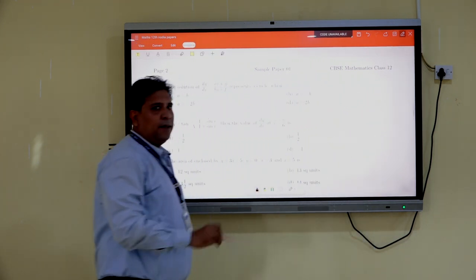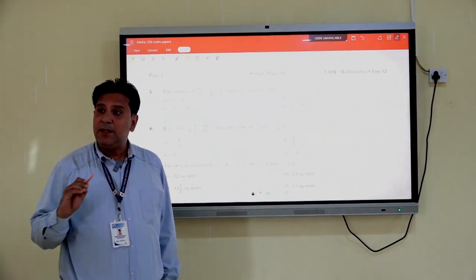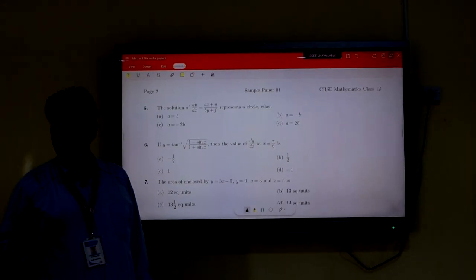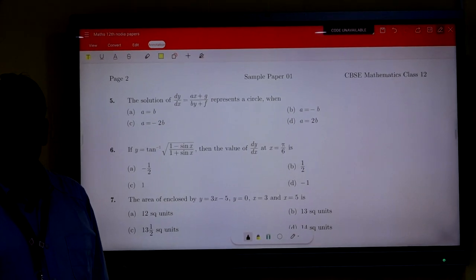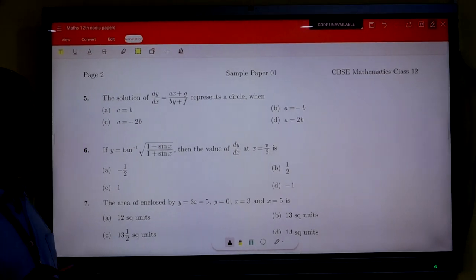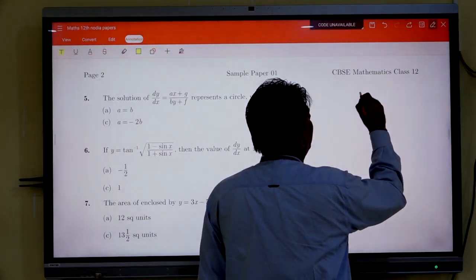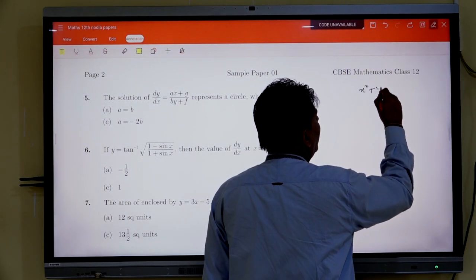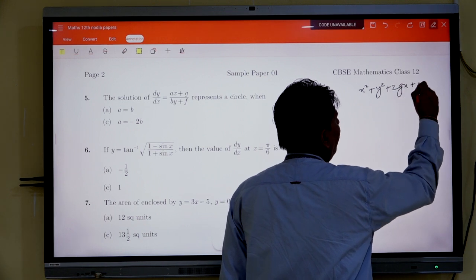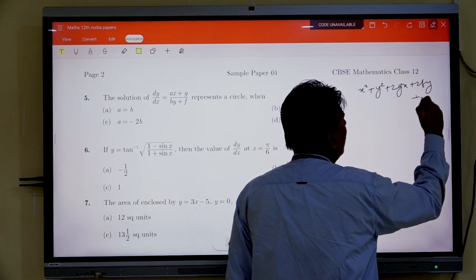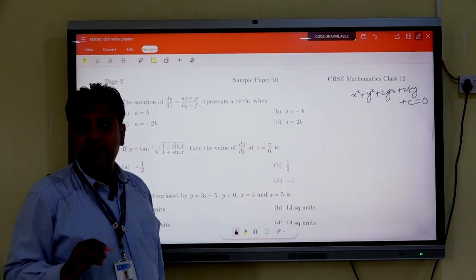This question is a fundamental question based on two chapters. One is differential equation and the second one is that you should have a preliminary idea about the equation of a circle, right? Now please remember the equation of the circle is somewhat like this: x square plus y square plus 2gx plus 2fy plus c equal to 0.